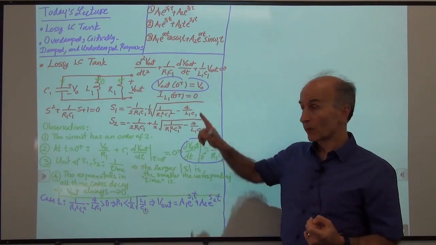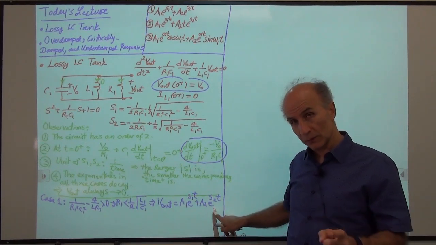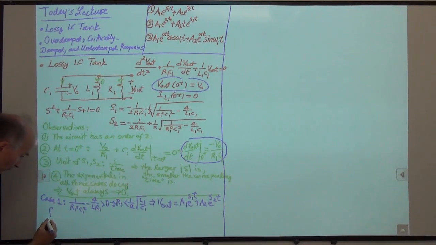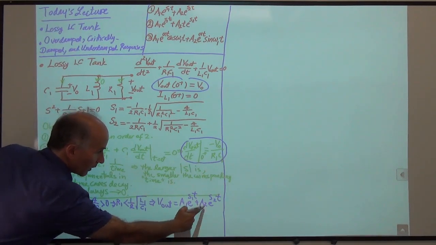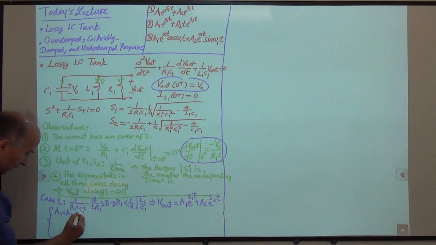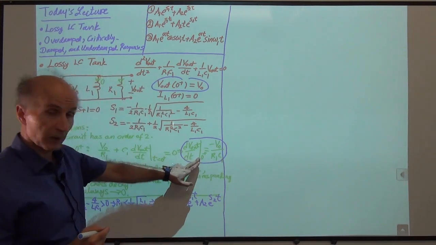So let's go ahead and enforce this. It says that V out at time 0 plus should be equal to V0. So we're looking for two equations. So at time 0 plus, this is A1 plus A2. So A1 plus A2 is equal to V0. That's one equation for A1 and A2. We need one more. So we're going to enforce this one.